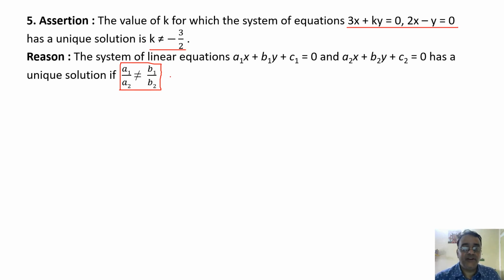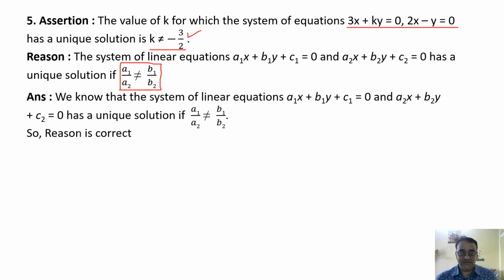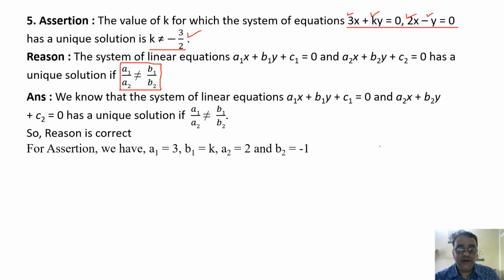Right. Now we have to check by using this reason whether we are getting k is not equal to minus 3 by 2 or not. So the reason is correct. Fine. Now a1, a2, b1, b2 हम लोग यहाँ से निकालेंगे. a1 is 3, b1 is k, a2 is 2 and b2 is minus 1. So what is a1 upon a2?